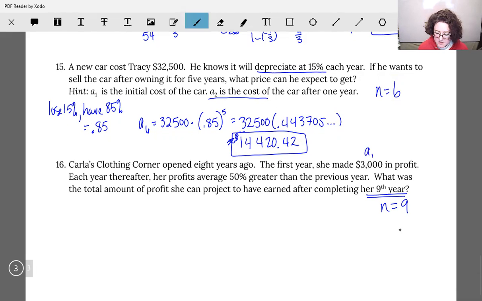If her profits are 50% greater than the previous year, here's when we need to do a little bit of math. So 50%, if I change that to a decimal, I get 0.5. But wait a second, if I multiply that by something, I'm going to get half of the original value and have to add it back on. We'd have to do kind of this recursive formula thing, and I really don't want to have to do that.